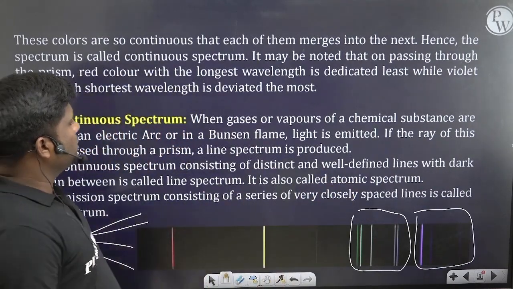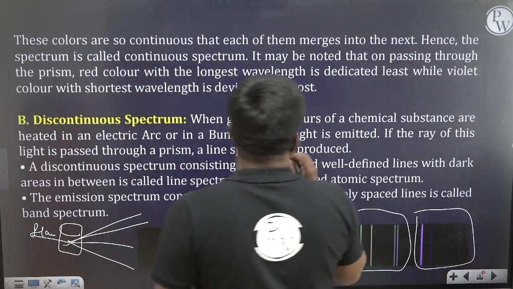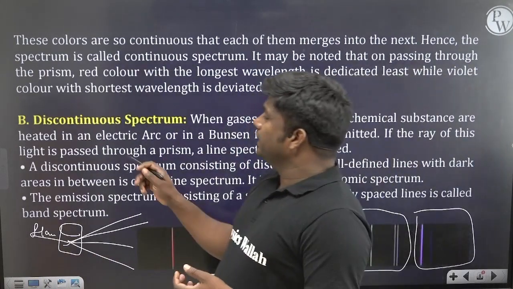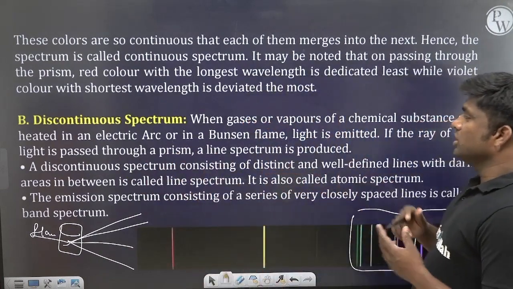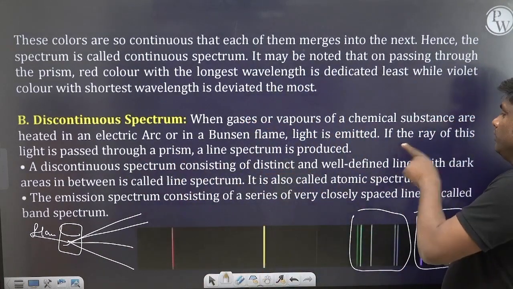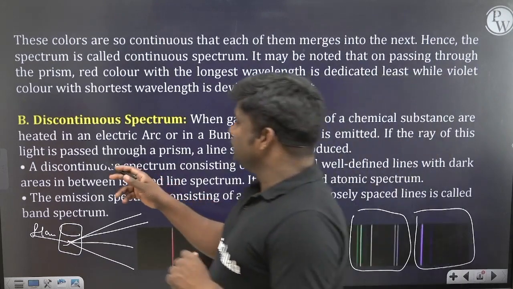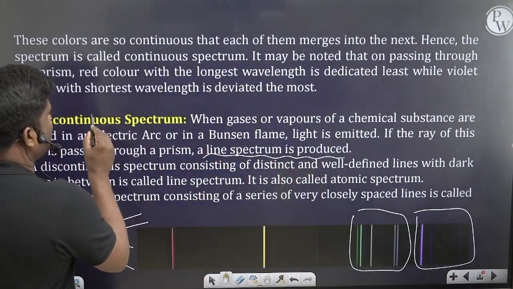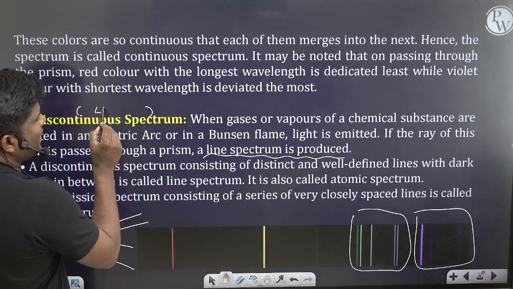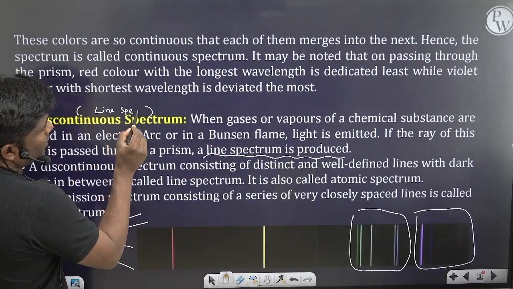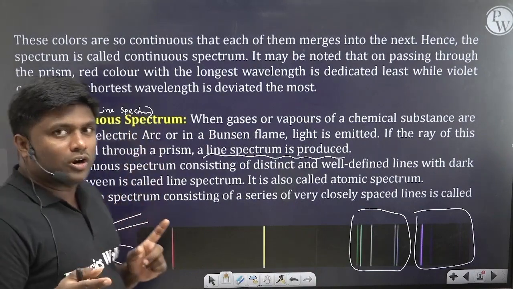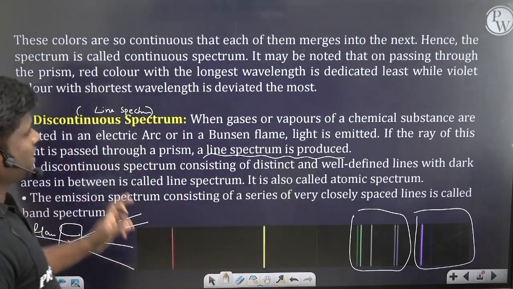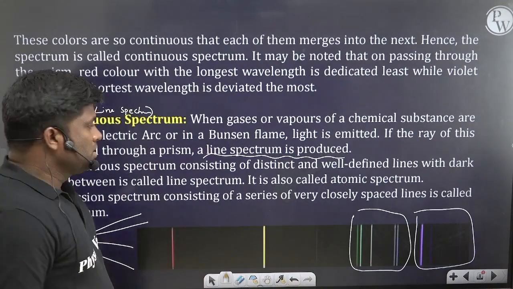So discontinuous spectrum means when gases or vapors of chemical substances are heated in an electric arc or in a Bunsen flame, light is emitted. If the ray of this light is passed through a prism, a line spectrum is produced. Discontinuous spectrum is also called line spectrum. Continuous spectrum is also called band spectrum.